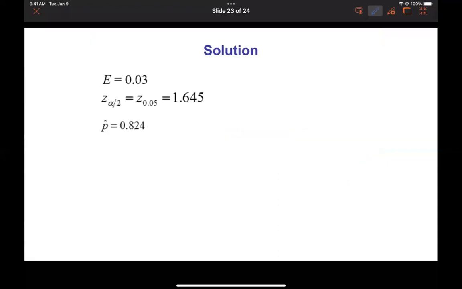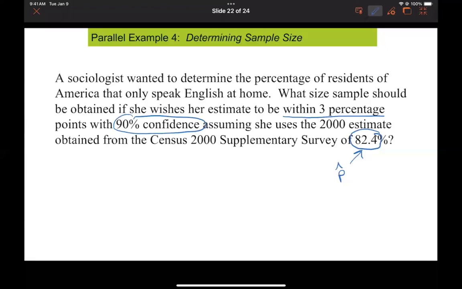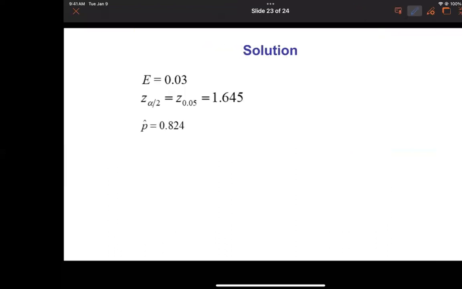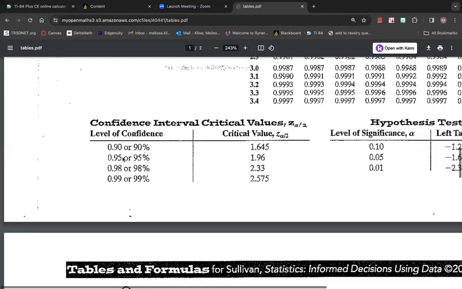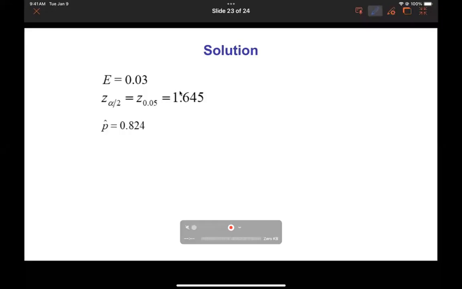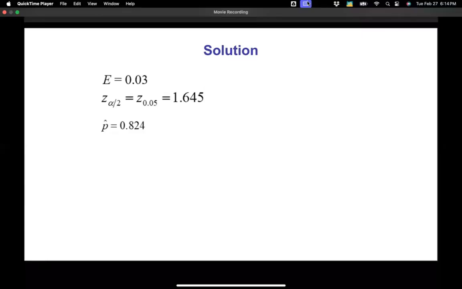So here's the math. Our margin of error is going to be 0.03. We're looking at a 90% confidence interval, so we needed to put 0.95 in our calculator or look at our table. So take a look at 90%, 1.645. So that's my Z value, my Z sub alpha divided by 2. We're using the prior estimate. Therefore, we're going to use the 0.824.